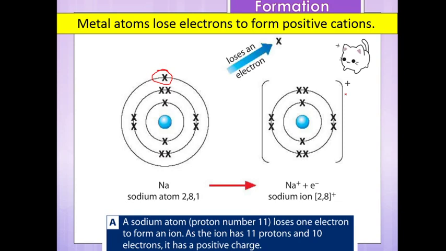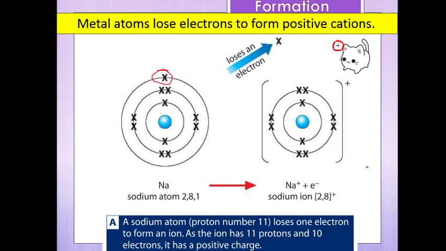Just to remind you that that is the key language that we should be using right now. Okay, predict what you think it will do for a non-metal. Metal atoms will lose electrons to form positive cations. What will non-metals do? The non-metals gain electrons to form negative anions.